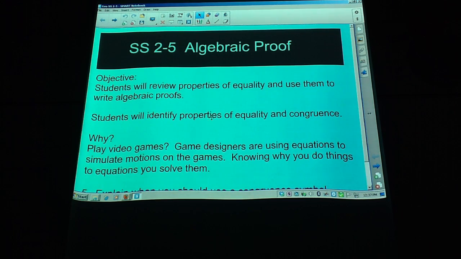So hopefully you're having a good morning. This one could get a little bit tough as we're getting into different types of proofs, which is one of the hardest things in geometry. So make sure you're paying attention. Try and learn these properties as best you can as we go through this.